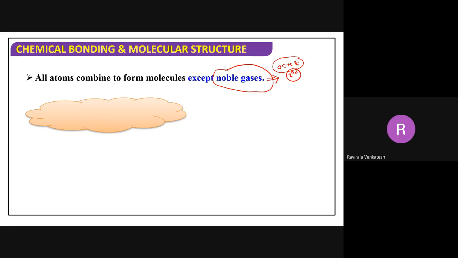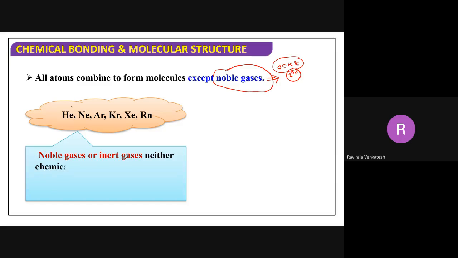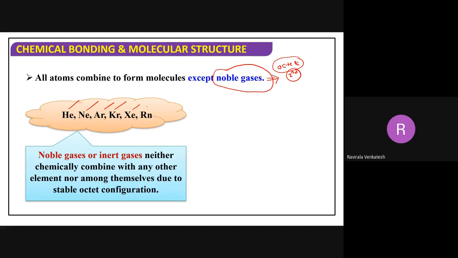So here, noble gases already have octet configuration. Therefore, they do not undergo any type of chemical combination. All these elements, helium, neon, argon, krypton, xenon, radon, do not undergo any type of chemical combination, not only with themselves but with any other elements, because they have a stable octet configuration.